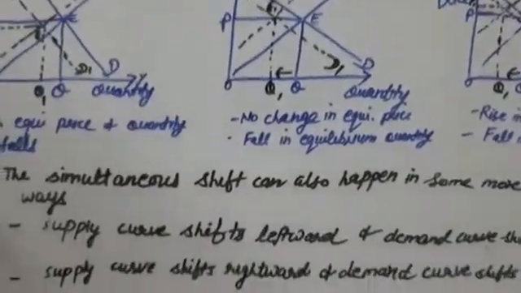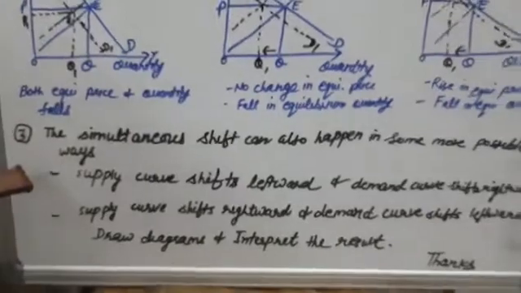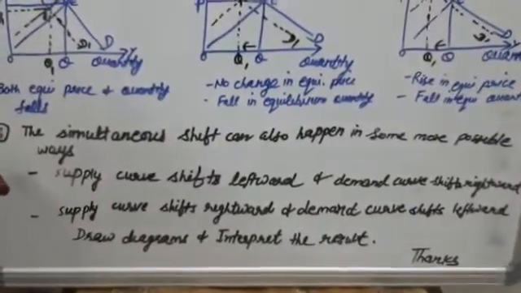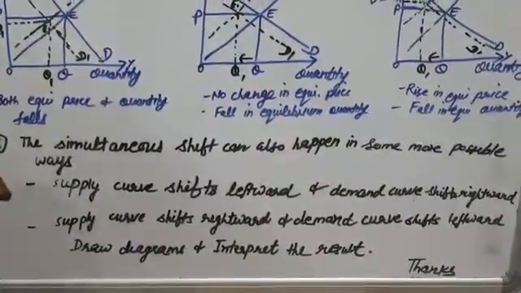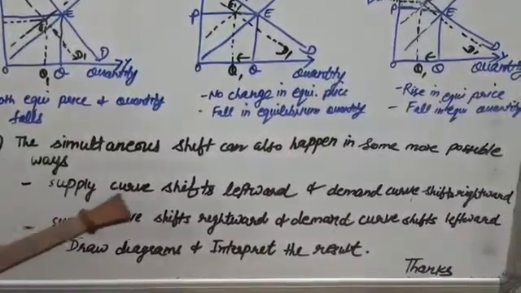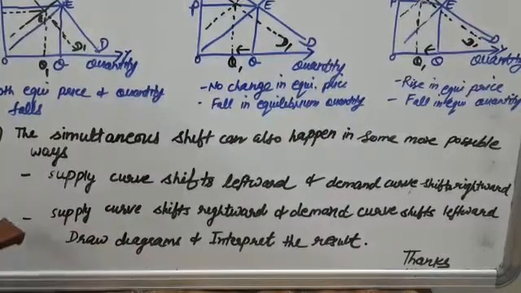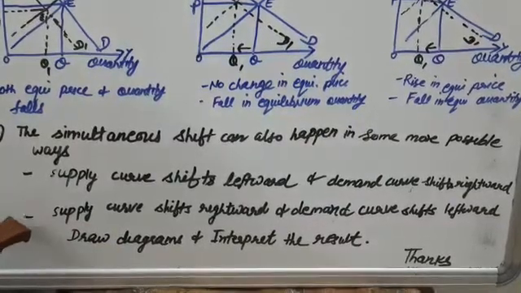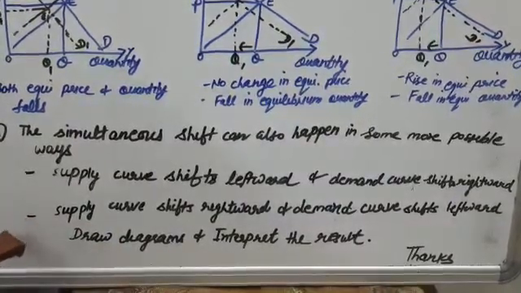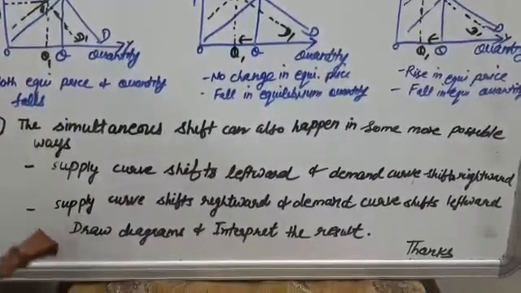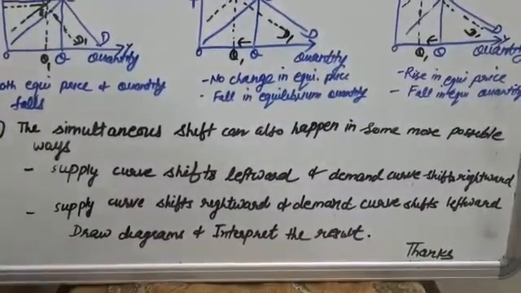Now here is an exercise for you, students. The simultaneous shift can also happen in some more possible ways. For example, supply curve shifts leftward and demand curve shifts rightward. Second situation is supply curve shifts rightward and demand curve shifts leftward. So draw the diagrams and interpret the results.